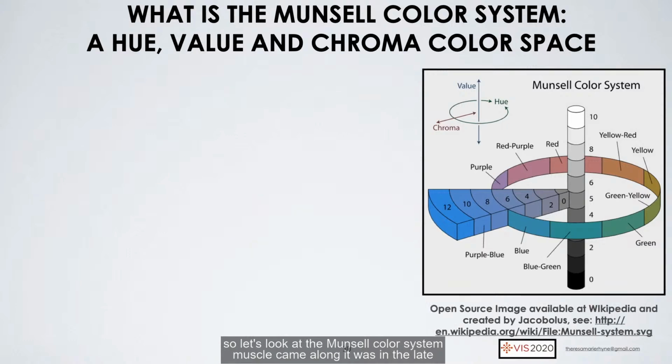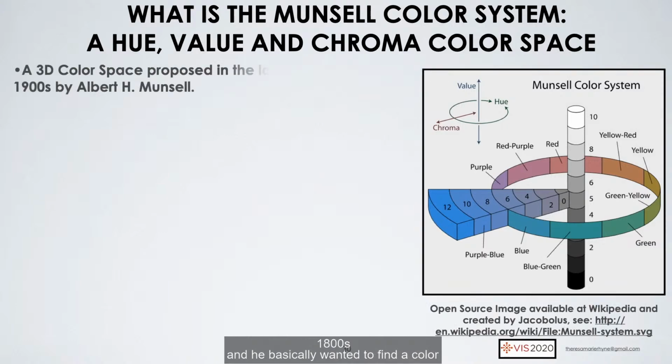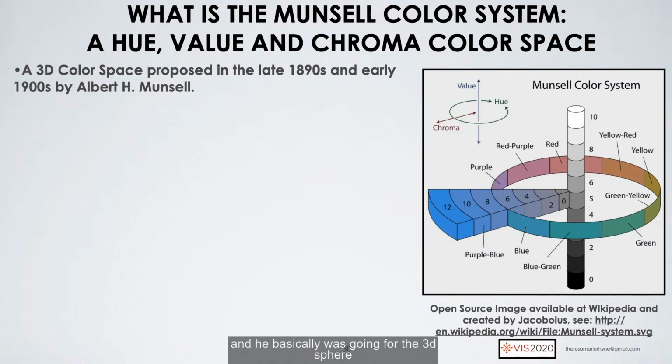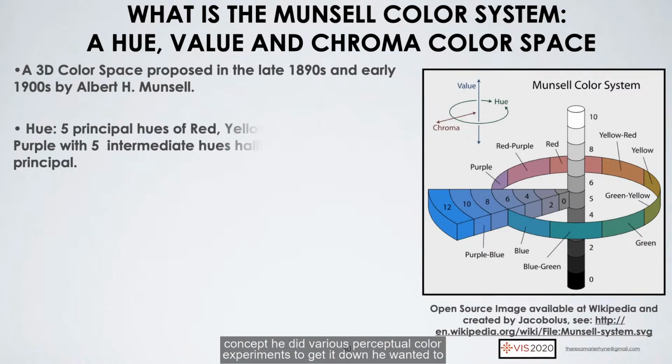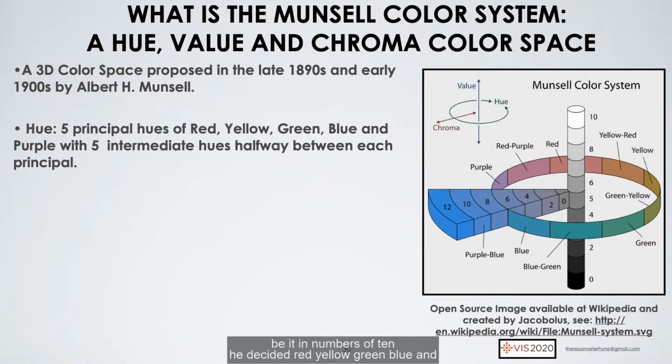Munsell came along in the late 1800s, and he basically wanted to find a color system, a 3D color space, in the 1890s. He was going for the 3D sphere concept. He did various perceptual color experiments. To get it down, he wanted to be in numbers of 10. He decided on red, yellow, green, blue, and purple. He eliminated orange from his particular color system. For centuries, it had been a 6-color system. He eliminated orange. That's sad for me because I love the color orange.